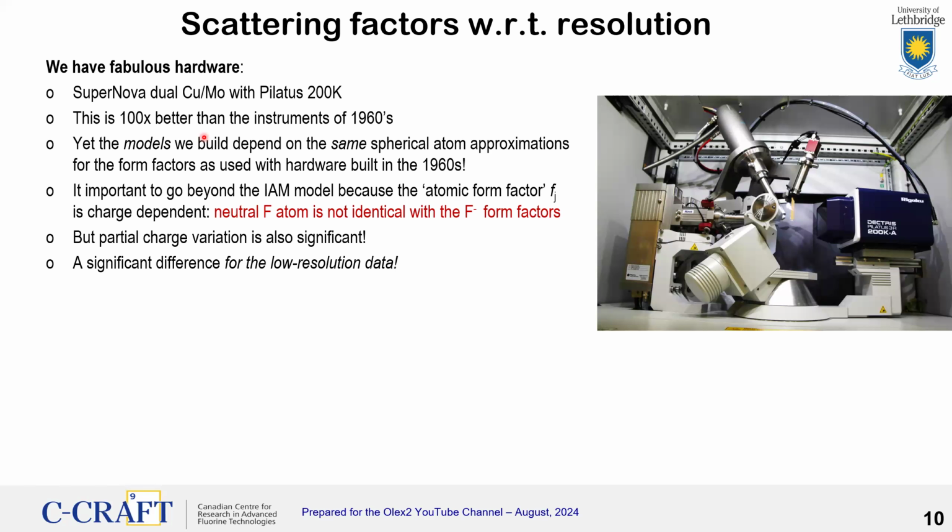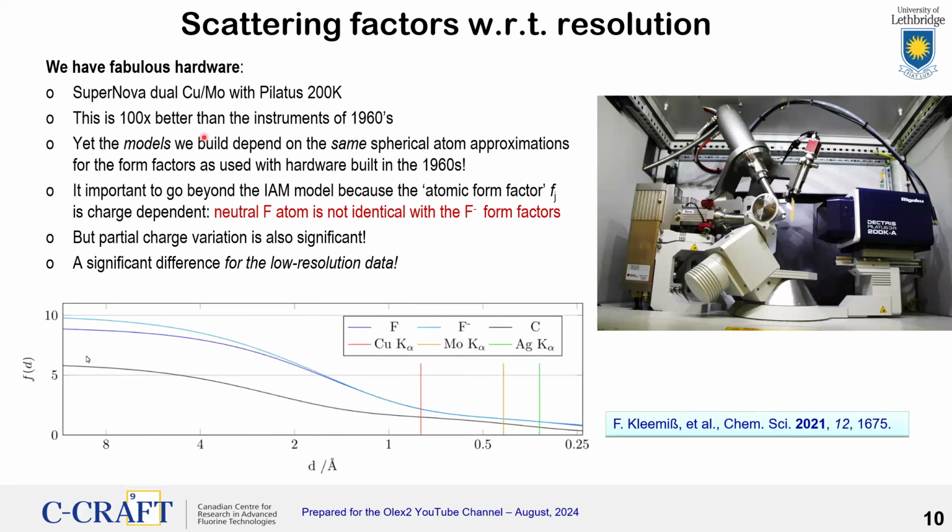It's important, therefore, to go beyond this model because the atomic form factor, fj, is charge dependent. I've shown you that a neutral F atom is not identical to an F minus atom in its form factor, but it's not just these gross charge differences. Every different fluorine in a molecule will have a different partial charge loading. That's one of the fundamentals of chemical bonding. So partial charge variations are also significant, particularly for the low resolution data.